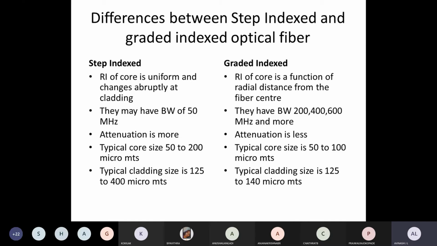First difference is the definition. Second difference is the bandwidth. Third difference is attenuation. The fourth difference is core size, and the fifth difference is the cladding size.